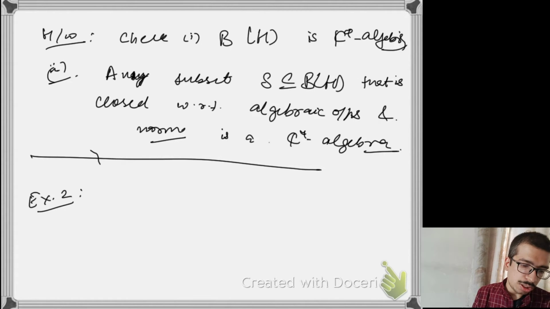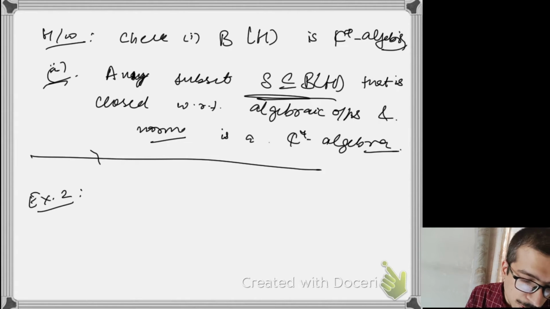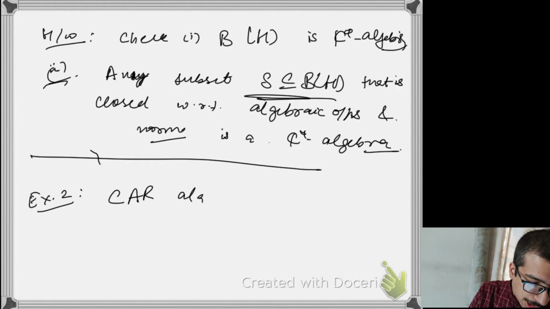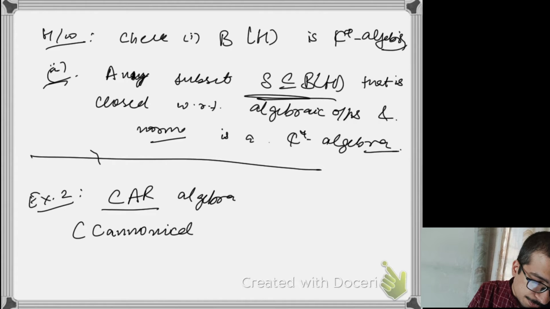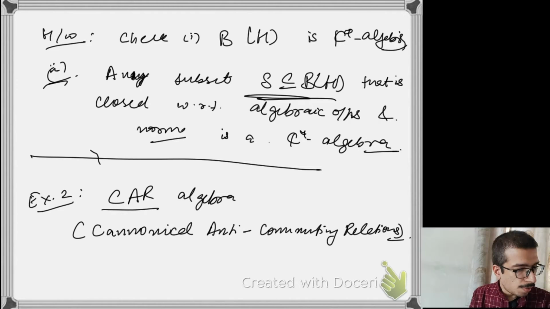So, since now in the second part I talk about a subset which is closed with respect to algebraic operations and norm, we will now try to define something like that. The example which we take is called the CAR algebra, right. CAR refers to canonical anti-commuting relations. Okay.